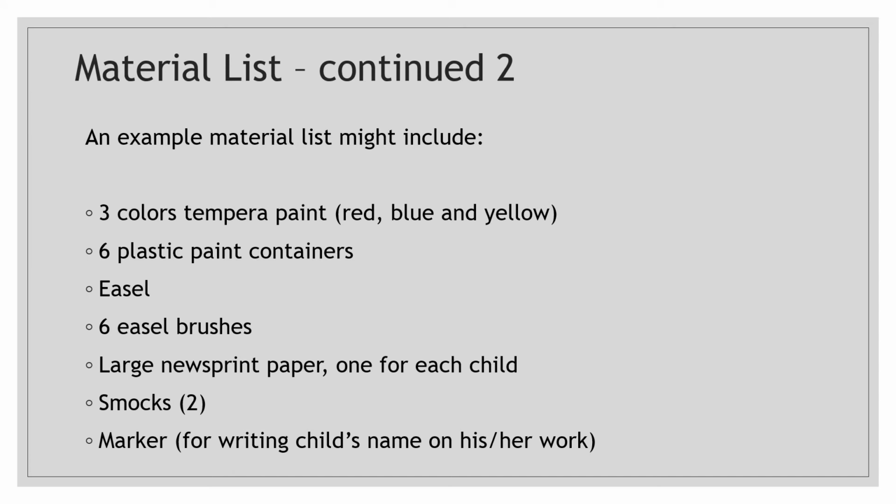Here's an example list. 3 colors of tempera paint, and the colors are given here. 6 plastic paint containers, an easel, 6 easel brushes. Notice the number of brushes. Large newsprint paper. They identify one is needed for each child. 2 smocks, marker, and the reason for the marker is given here.